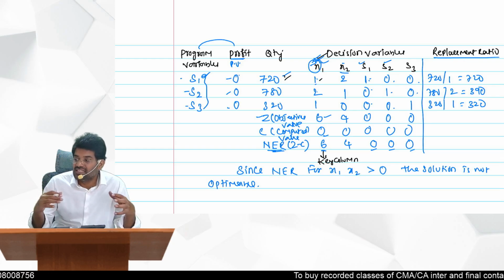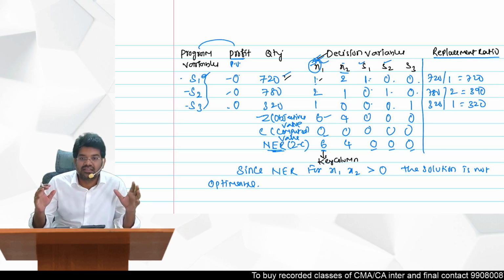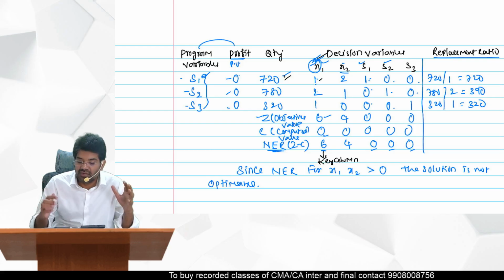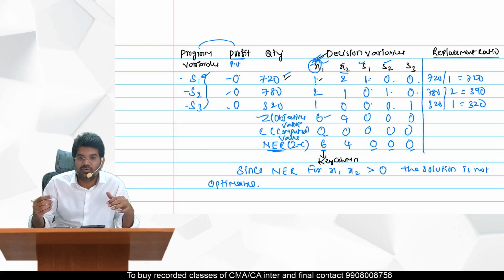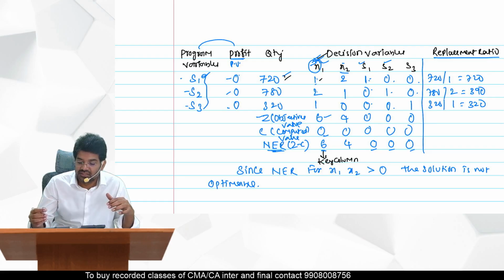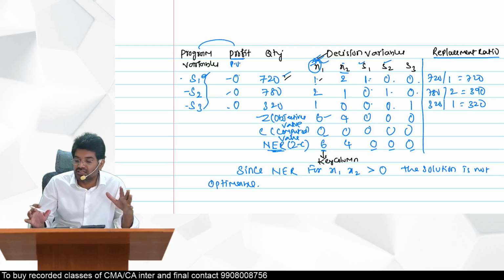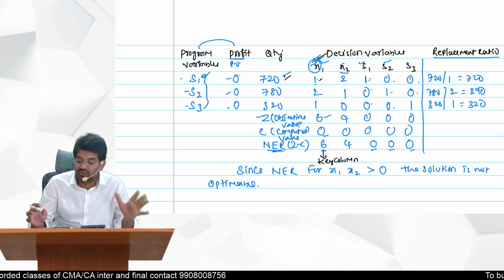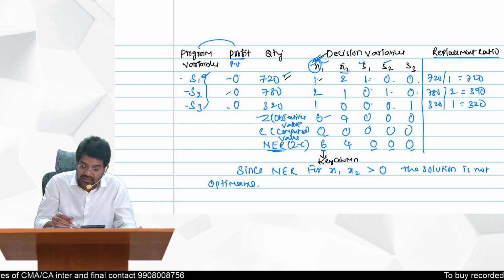Now out of these three, the least one, because these are the constraints. According to the available resource, what is the maximum quantity I can produce? Out of these, only the least one we should consider. The least one only we should produce. So what is the least one? 320.